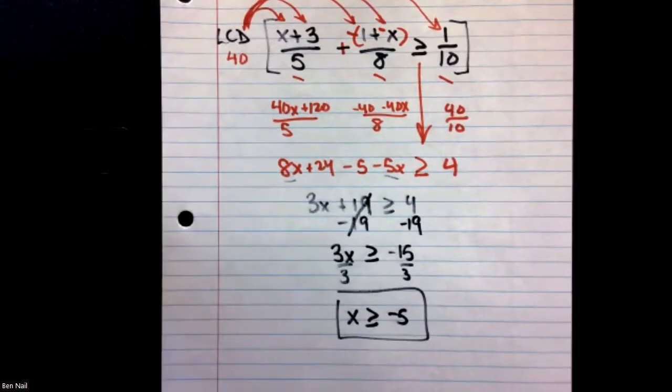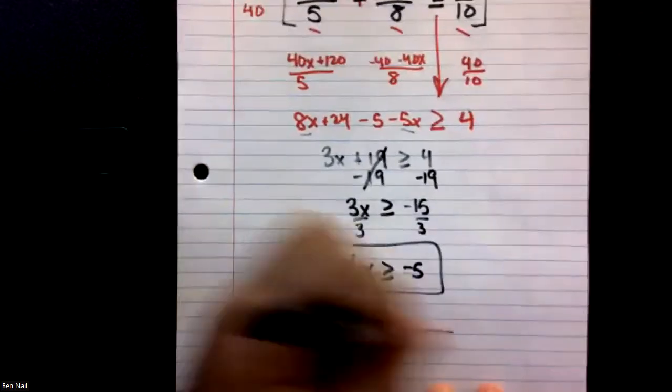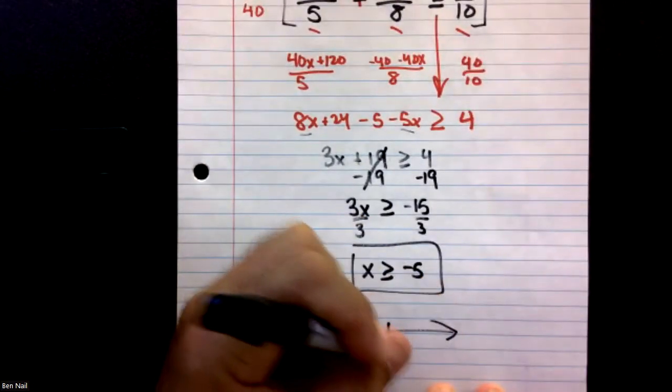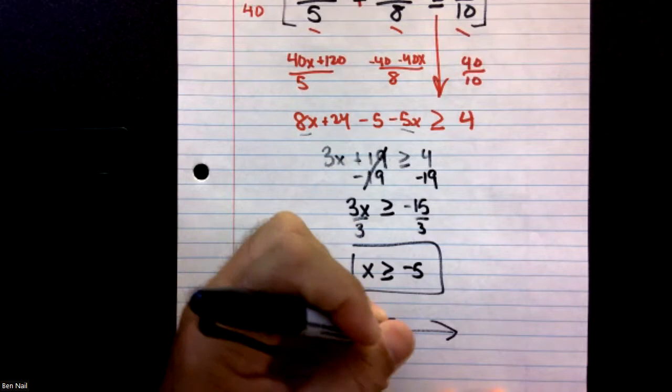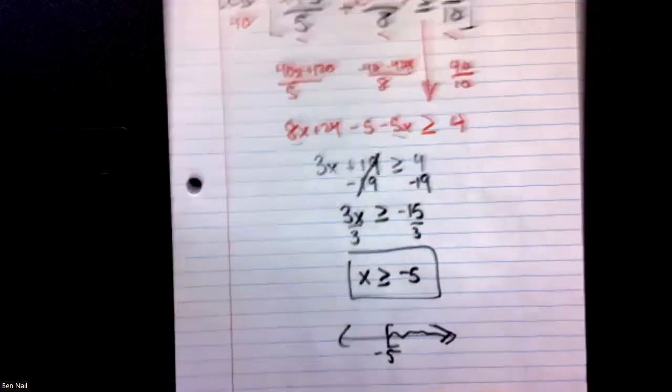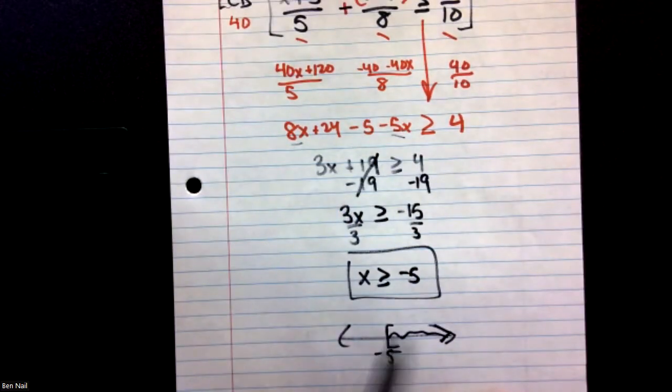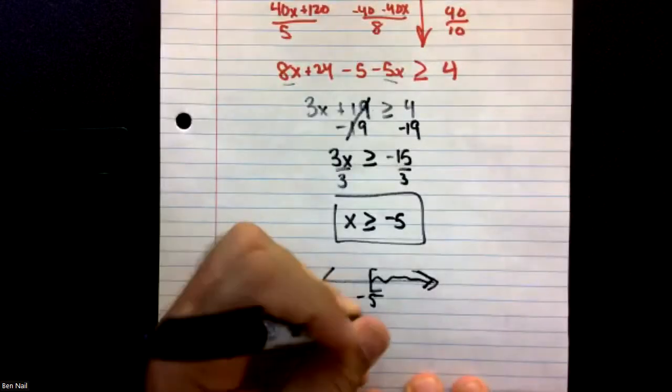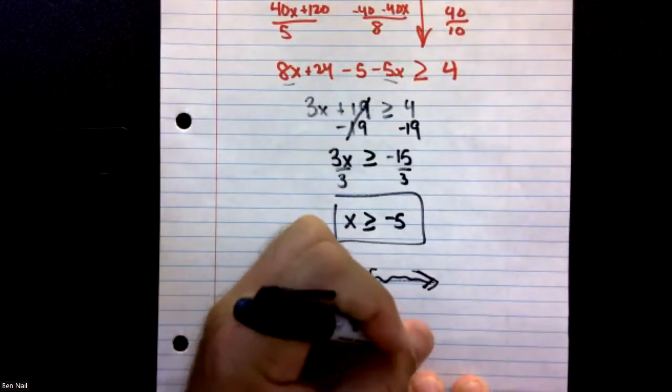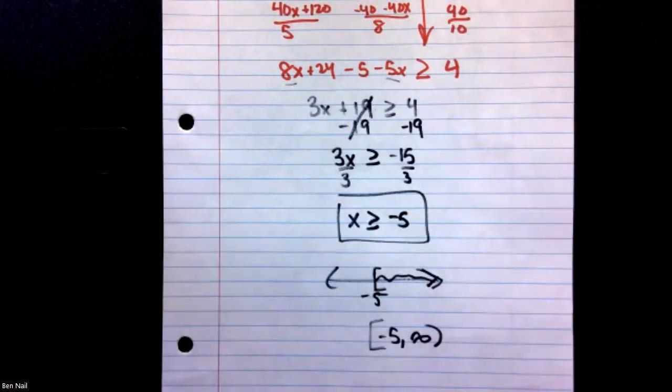From there, you can also do the graph and the interval notation. I said I wasn't going to show it, but I'm going to because what's the difference? So greater than or equal to -5. Squared off bracket, shades to the right. And again, the interval notation would say from -5 to infinity. So the -5 gets a squared off bracket. Infinity is always parentheses.